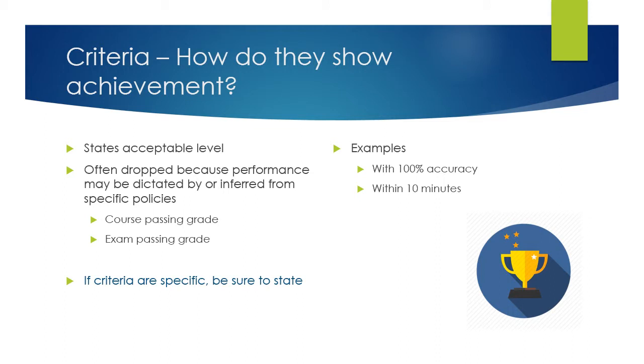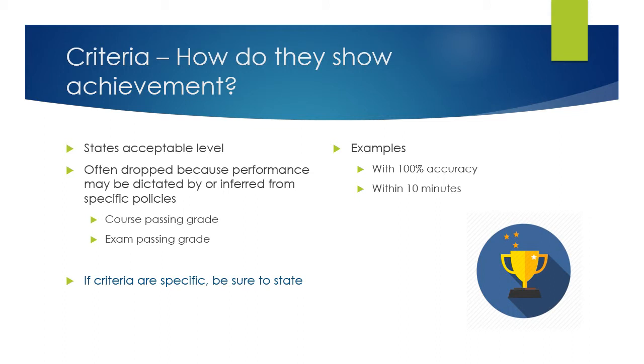A couple of examples here are if they need to perform something with 100% accuracy. Maybe you have an exam policy where they need a 75% to pass an exam. However, if you're having them do a specific activity in the laboratory, like blood types, we may say that as part of your assessment in the student lab skills, you need to perform 5 ABO types with 100% accuracy.